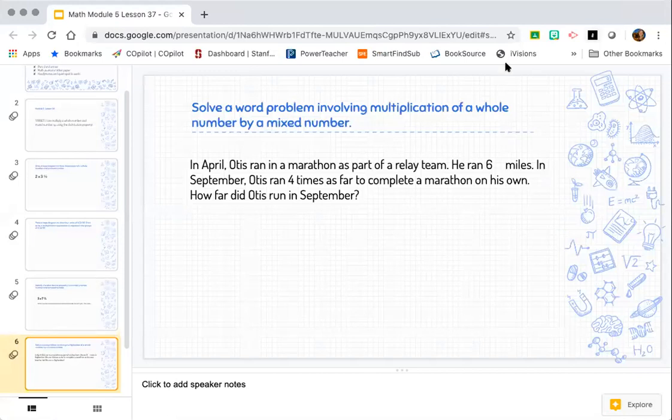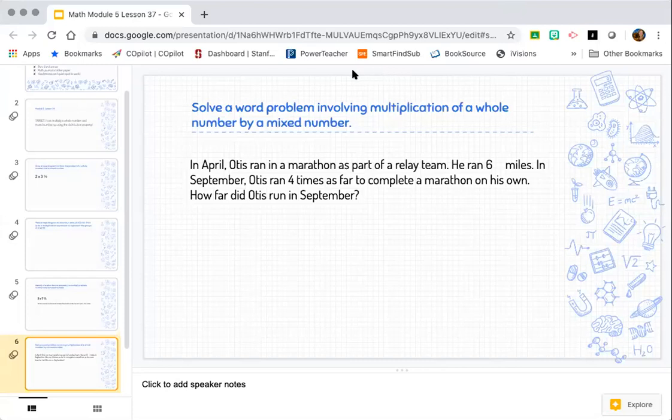So here we go. Again, you do not need to be copying this down, just pay attention and make sure you know what you need to do. Solve a word problem involving multiplication of a whole number by a mixed number. All right.